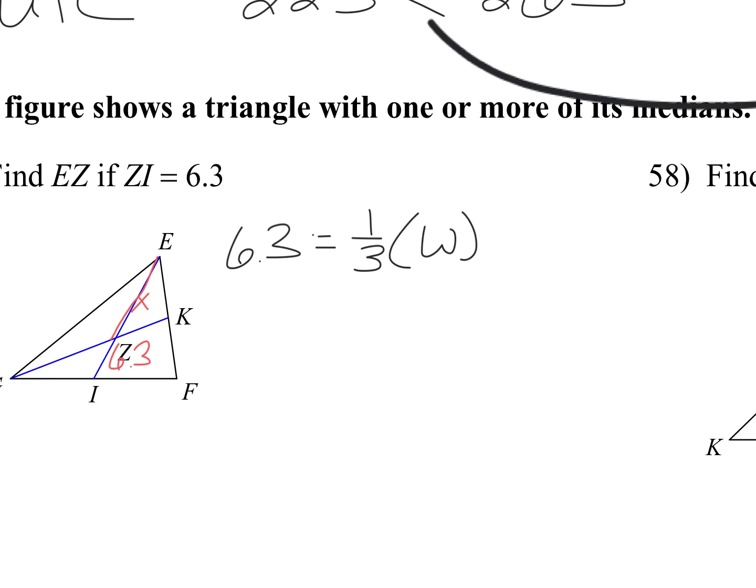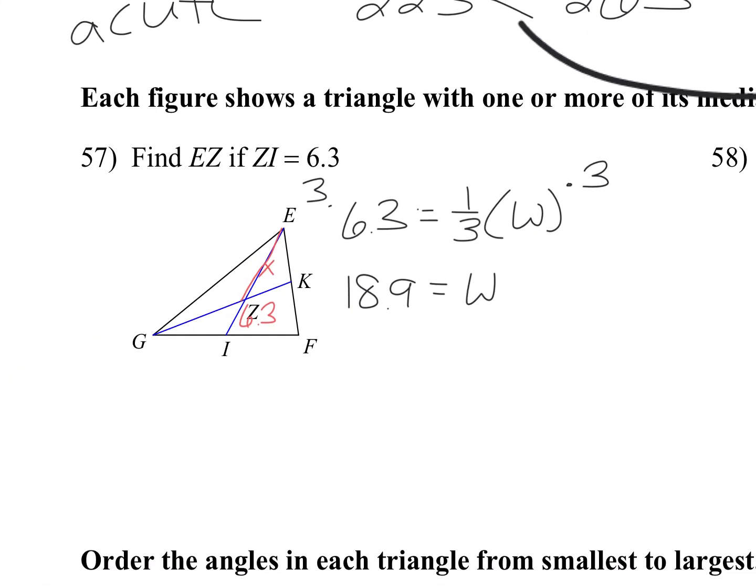So we want to get rid of that fraction. Times 3. Multiply by that bottom number. So 6.3 times 3 is 18.9. 18.9 equals W. But is that our answer? No. It's the whole thing, so you have to subtract 6.3. We want to take the whole thing minus the part that we have to get our answer. So we have 18.9 minus 6.3 to give us 12.6.